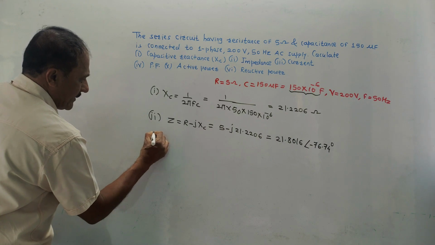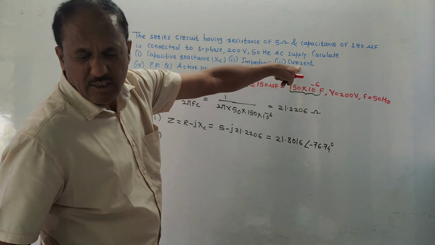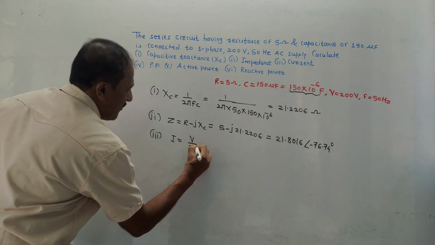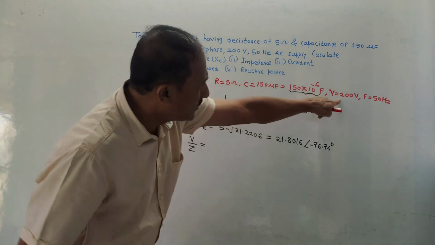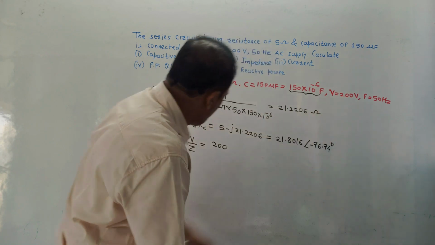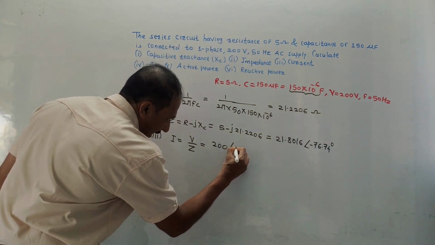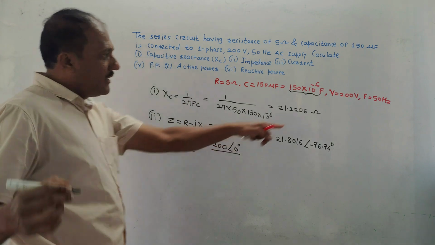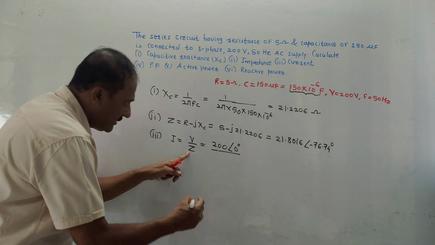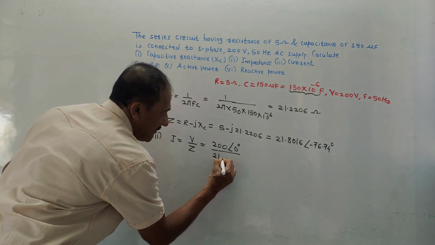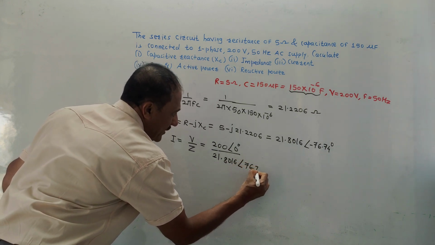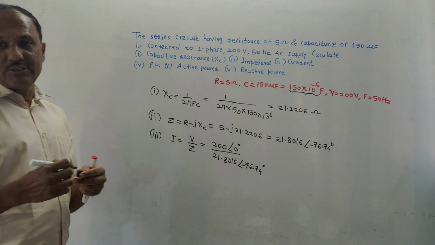So third part. In the third part, it is asked to calculate the current drawn by the circuit. So current is I, which is the basic formula V upon Z. V is the supply voltage, which is 200 volt. Here no angle or j term is given, so I will write this 200 as 200 at an angle 0 degree. Whenever no angle or j term is given, make it 0. So 200 at an angle 0 divided by the value of Z, which is 21.8016 at an angle minus 76.74 degrees.